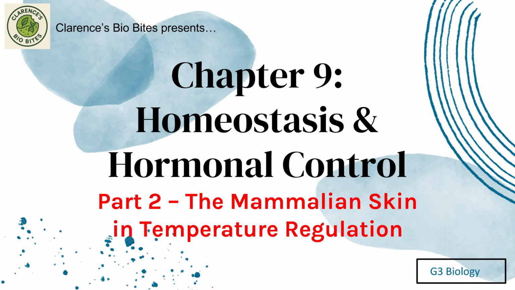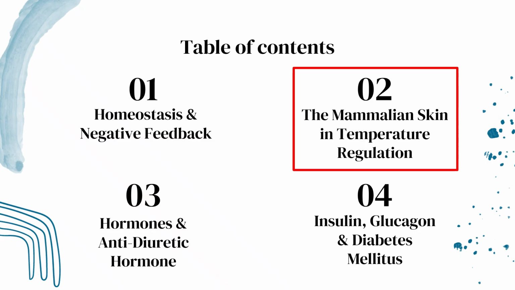Hi guys, so this is part 2 of chapter 9, homeostasis and hormonal control. If you recall in the previous video, if you watched, I split this chapter into 4 parts. For this video, I will be talking about the mammalian skin, or rather some of the more important parts in temperature regulation in a mammalian body.